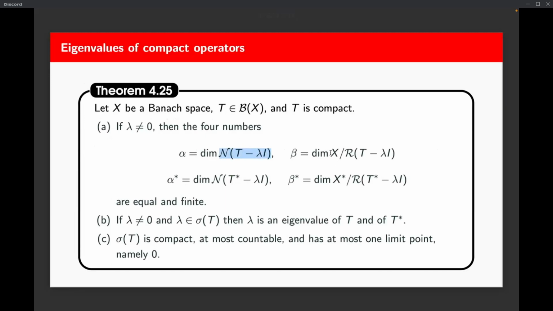And then dually in one way, we have the quotient of X by the range of T minus lambda I. That dimension is the same as the dimension of the null space of T minus lambda I. And then when we look at the dual versions in terms of putting stars on everything, those pair of numbers are not only the same as each other, but they're also the same as the original alpha and beta. They're all equal and they're all finite for a compact operator.